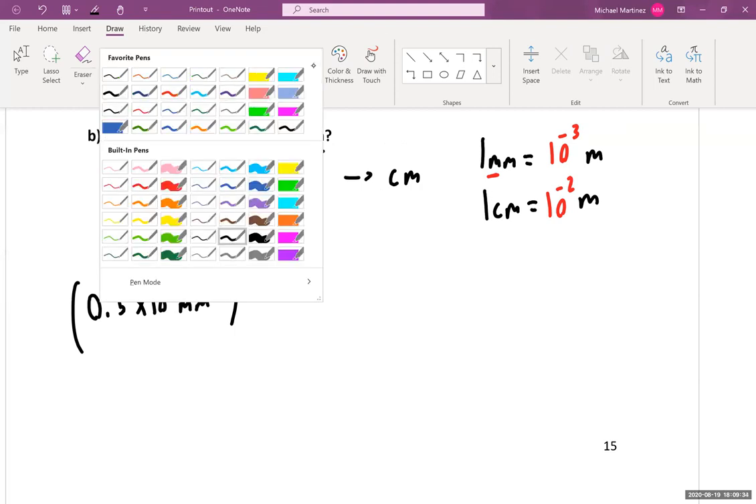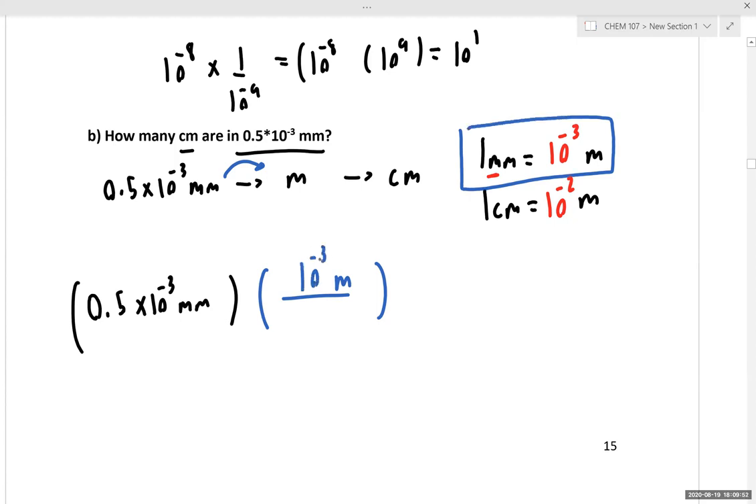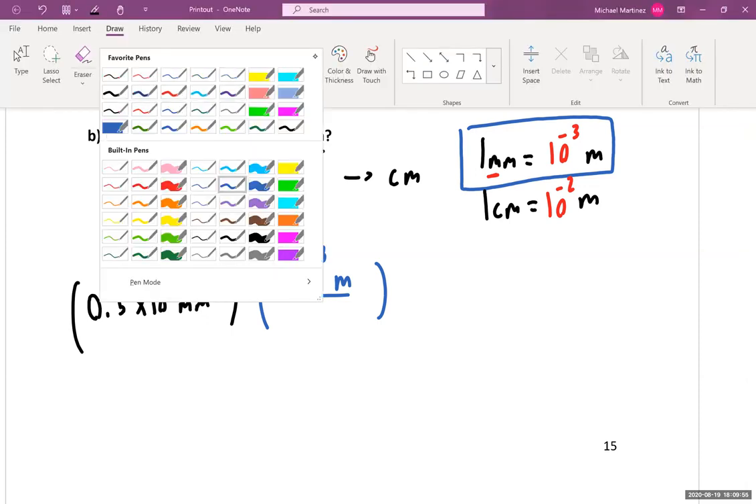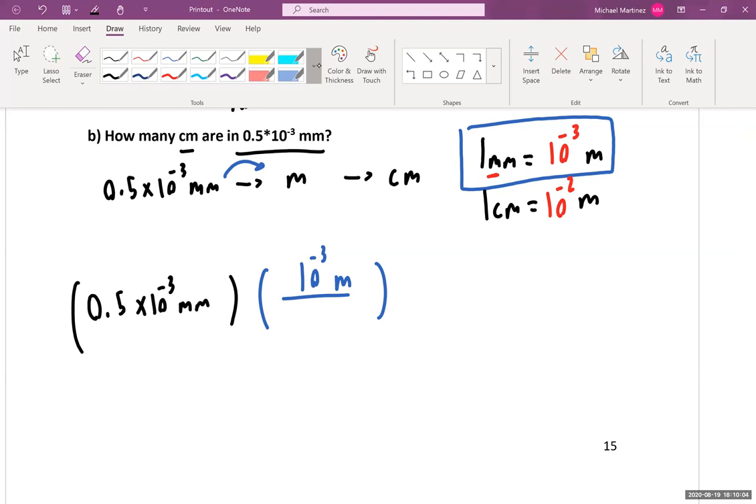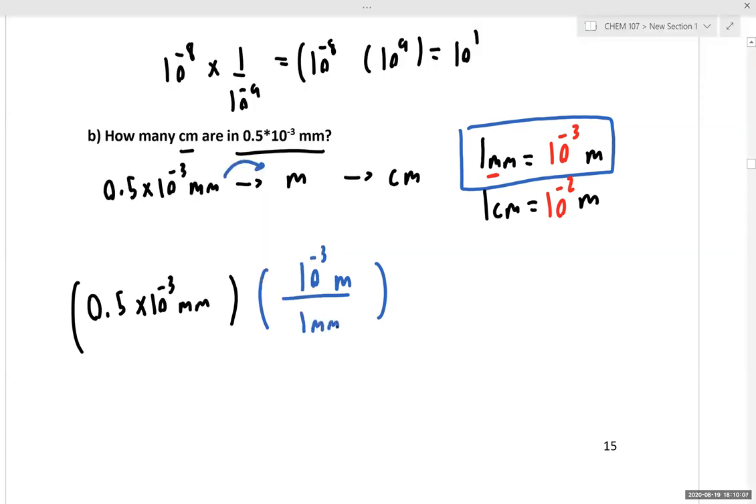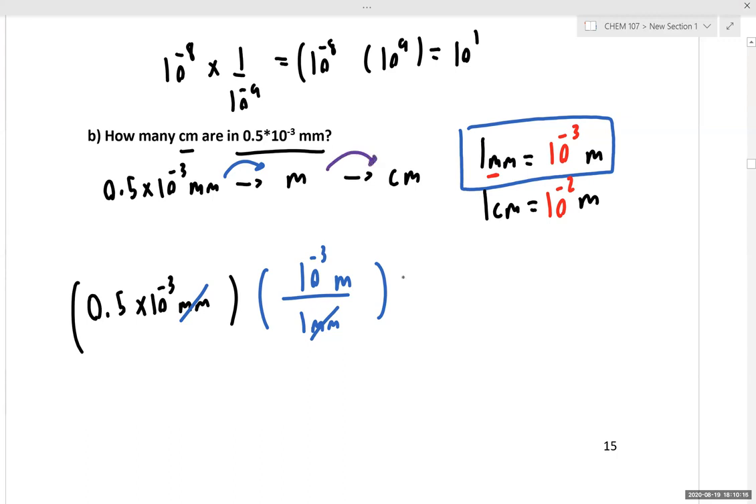So first things first, I need to go from millimeters to meters. So what units are going to go on top? Meters, okay. And I know from my first equality that we have 10 to the negative third meters per every 1 millimeter. So let me keep the coloring consistent. Okay, millimeters cancel. And now for my second step, I'm going from meters to centimeters.